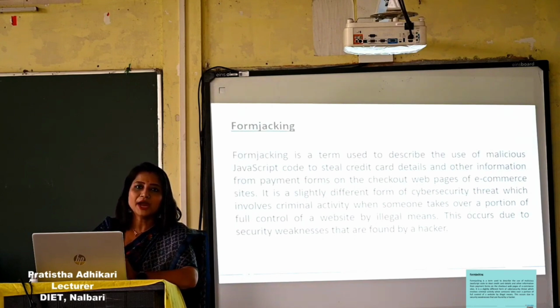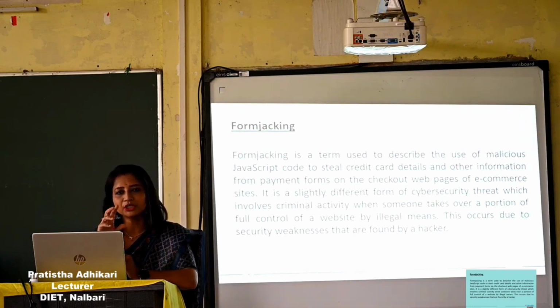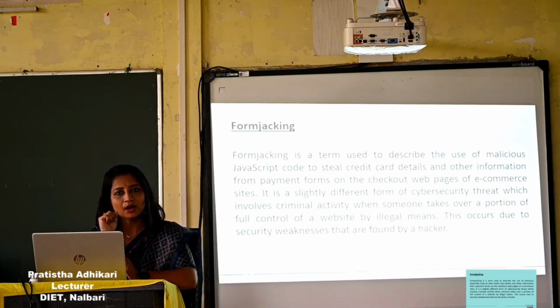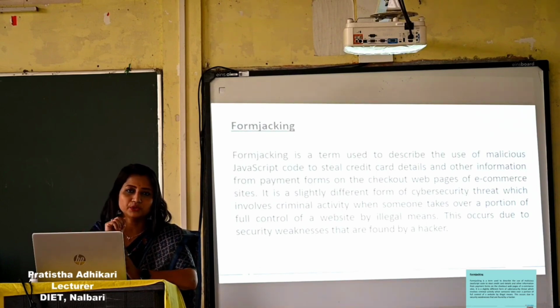You might have noticed that when you are about to check out for a particular order, you are asked to give your card details, or if you are paying through net banking, you have to put in your details.